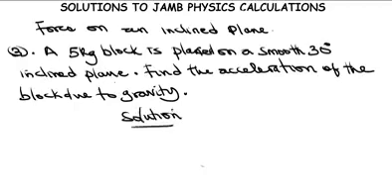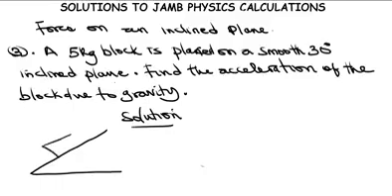Now, a 5 kilogram block is placed on a smooth inclined plane. That means let's assume this is how we have the inclined plane. Now we have the object placed on it. This angle here is the 30 degrees, and the mass is 5 kilogram. So find the acceleration of the block due to gravity. From here, the component of the weight along the inclined plane is what will determine that.